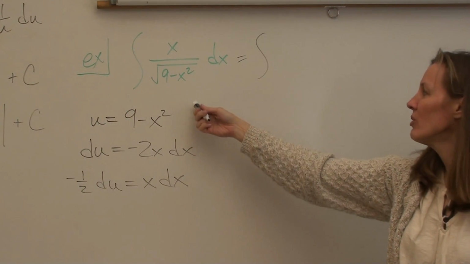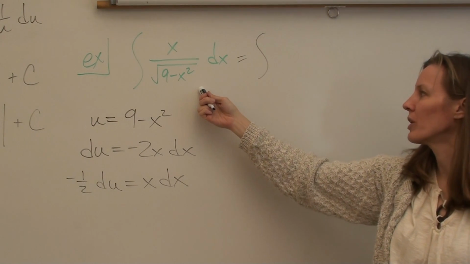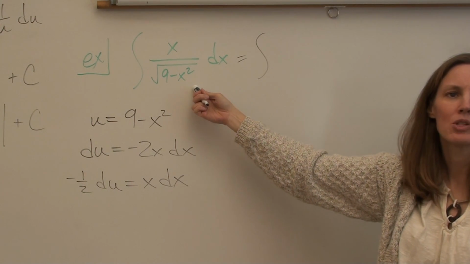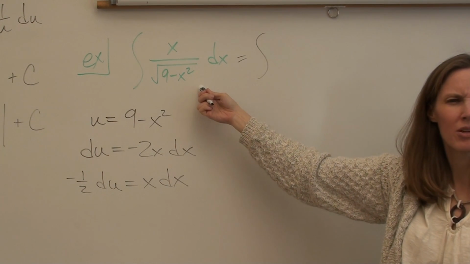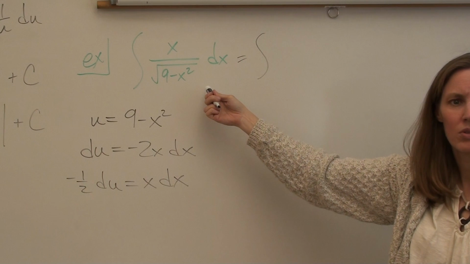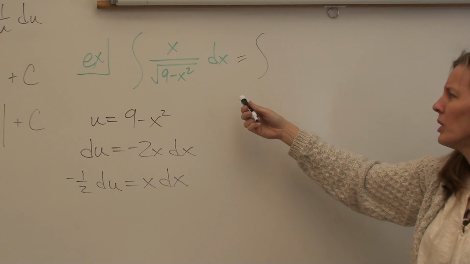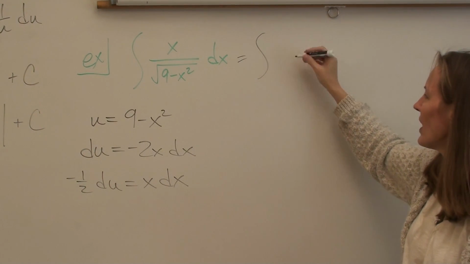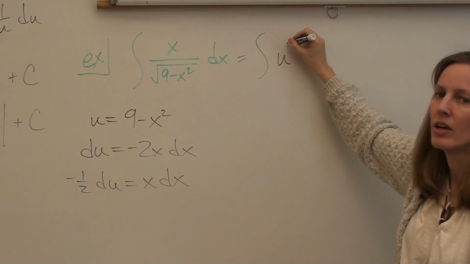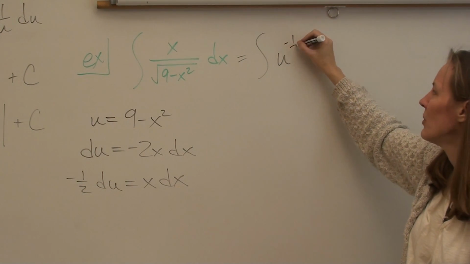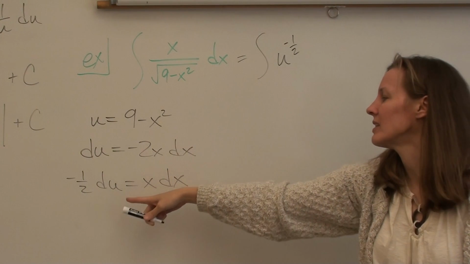Okay. So this right here, this 9 minus x squared, it's in a square root on the bottom. So is it 1 over u or is it 1 over root u? 1 over root u, well, that's the same thing as u to what power? Negative 1/2. And then x dx is negative 1/2 du.